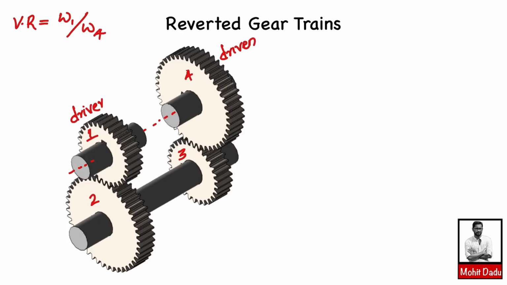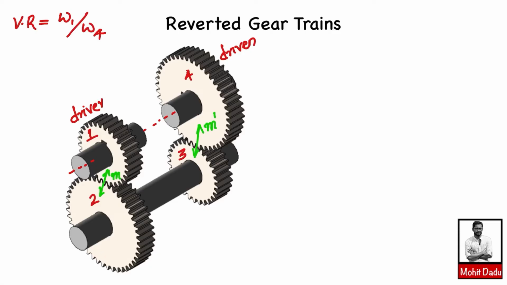Here gears 1 and 2 are in mesh, so there will be a common module for these gears. I can call it M, and that will be required. I will be discussing it at the end of this case. And here 3 and 4 are in mesh, so there will be a module for that pair, and I can call it M dash. M and M dash need not be the same.